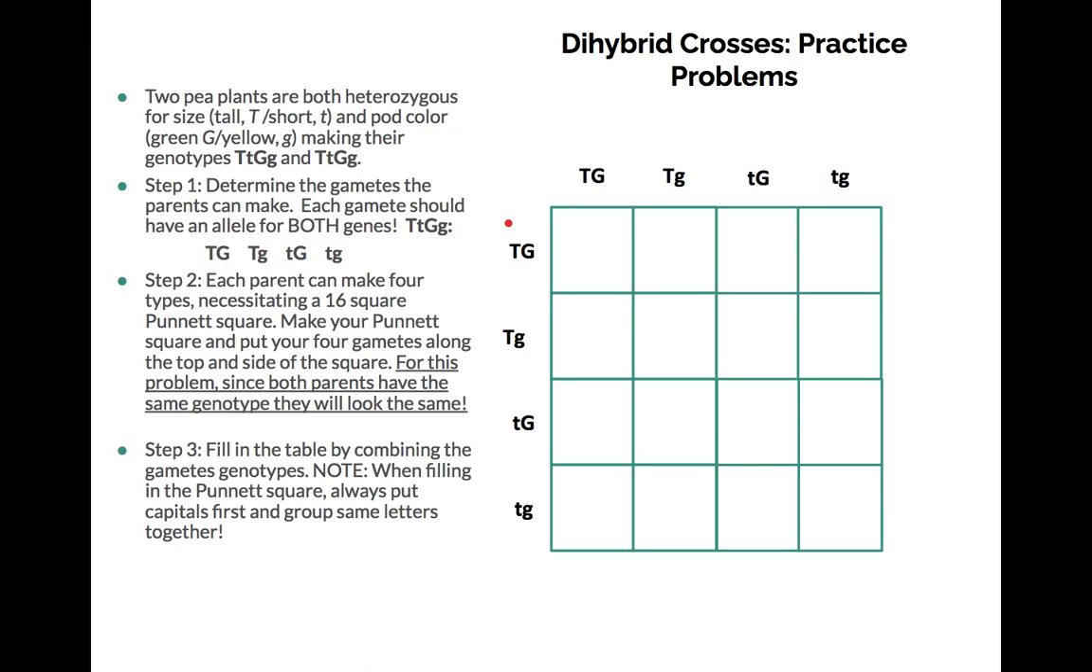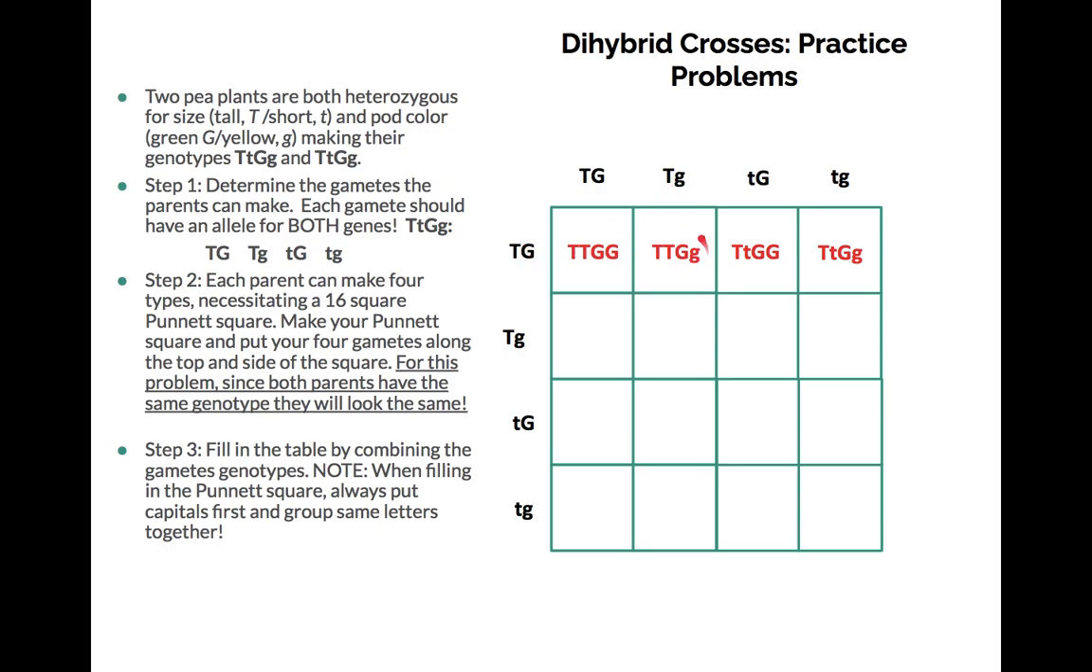Now, step 3. This is a little bit more of the tedious aspect, but we're going to fill in the table by combining the gametes' genotypes. When filling in the Punnett square, always put your capital letters first and group the same letters together. What does that mean? Here's your first line. I'm always going to put big T, big G, big G. So I keep my T's first, G's second. Here, same thing, big T, but now we have big G, little g.